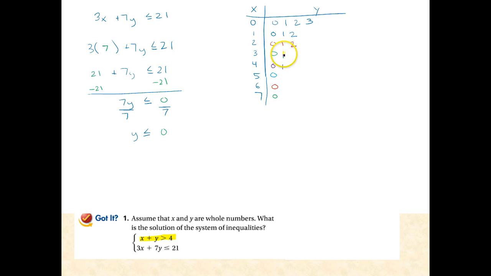3 plus 1? Nope. 4 plus 1 is 5. That's greater than 4. 5, 0. 5 plus 0 is greater than 4. 6 plus 0 is greater than 4. 7 plus 0 is greater than 4. So this system has 4 points that are solutions with whole number coordinates. Cool.